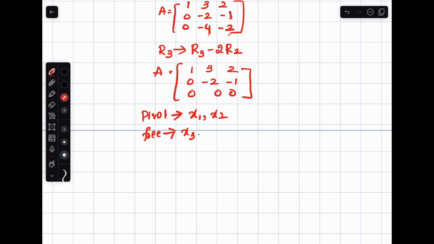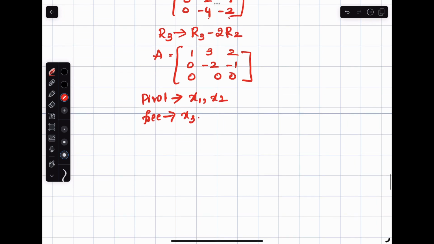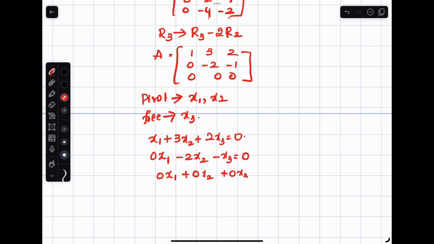I'm not going to explain it in detail; you know what it is. So let us write the equations first. x1 plus 3 times x2 plus 2 times x3 is equal to 0, and 0 x1 minus 2 times x2 minus x3 is equal to 0. 0 x1 plus 0 x2 plus 0 x3 is equal to 0. You need not write this 0 part, you can skip it.